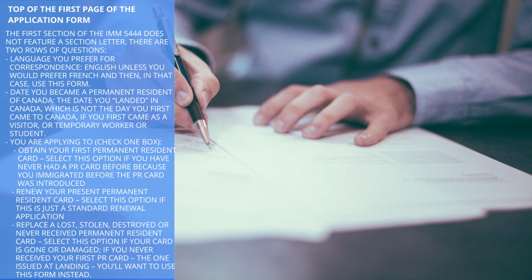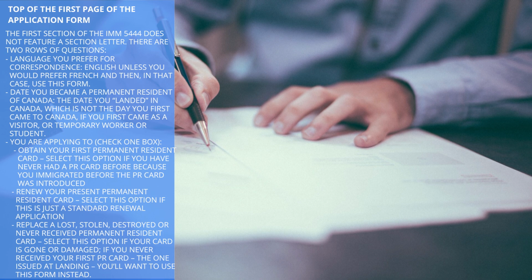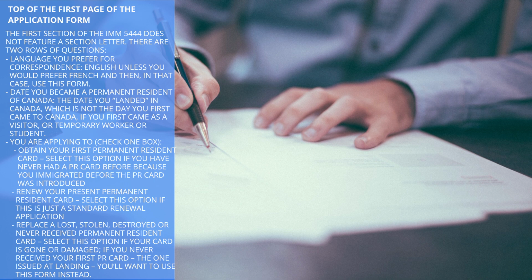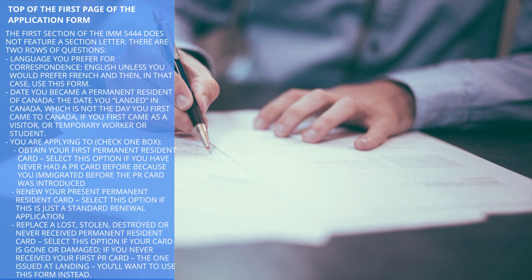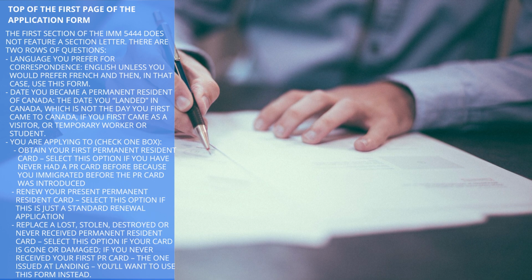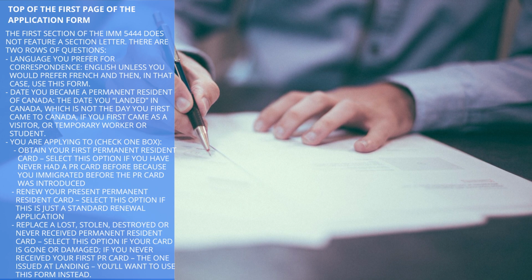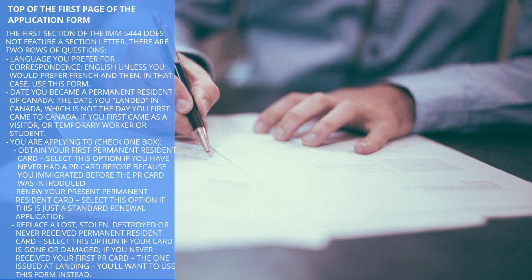3. You are applying to. Check one box. Obtain your first permanent resident card. Select this option if you have never had a PR card before because you immigrated before the PR card was introduced. Renew your present permanent resident card. Select this option if this is just a standard renewal application. Replace a lost, stolen, destroyed, or never received permanent resident card. Select this option if your card is gone or damaged. If you never received your first PR card, the one issued at landing, you'll want to use this form instead.